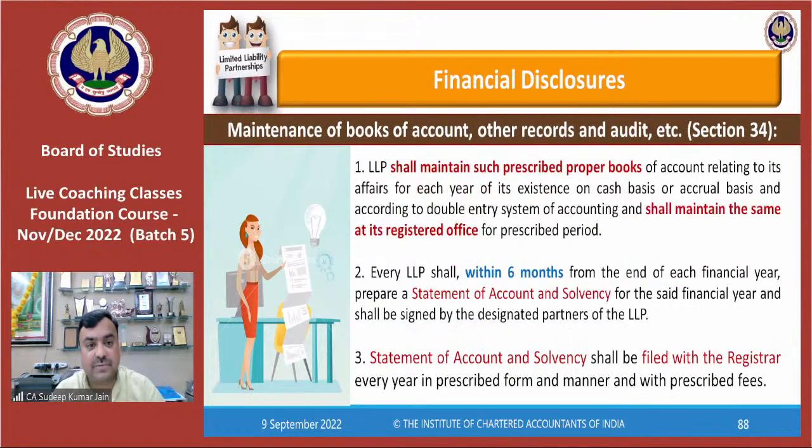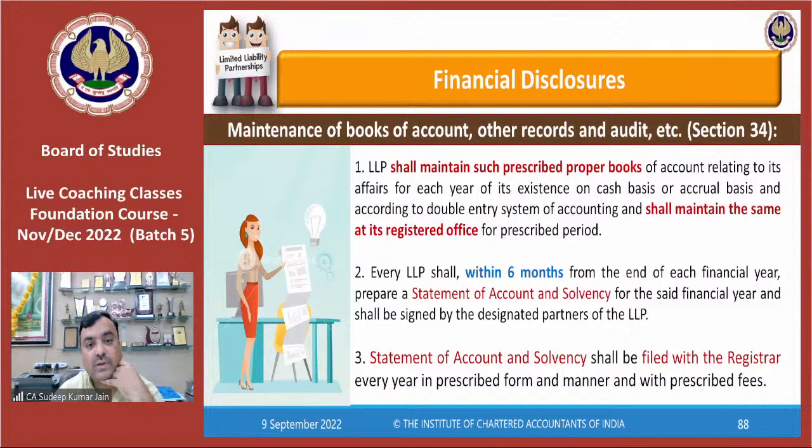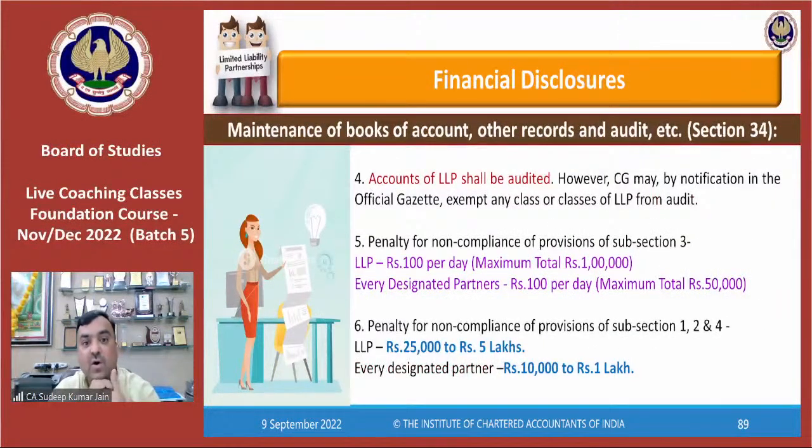Penalties for subsection 3. What is subsection 3? Submission of accounts to the registrar. The penalty is 100 rupees per day up to a maximum of 1 lakh for the LLP, and for the designated partner 100 rupees per day up to a maximum of 50,000. But for subsections 1, 2 and 4, what are they? 1 is maintaining, 2 is signing, and 4 is audit. For these three, what is the penalty in LLP? For the LLP, 25,000 to 5 lakh, and for the designated partner 10,000 to 1 lakh. So remember, in this section the penalty is different for subsection 3 and different for subsections 1, 2 and 4.